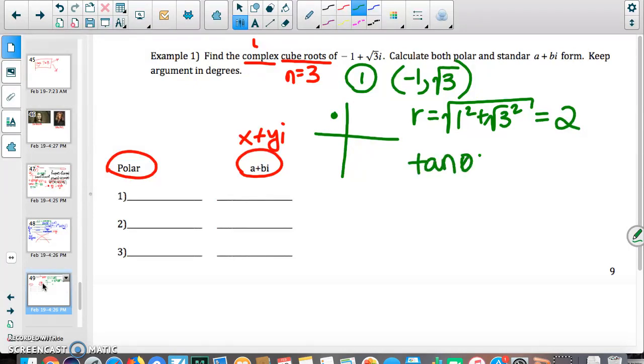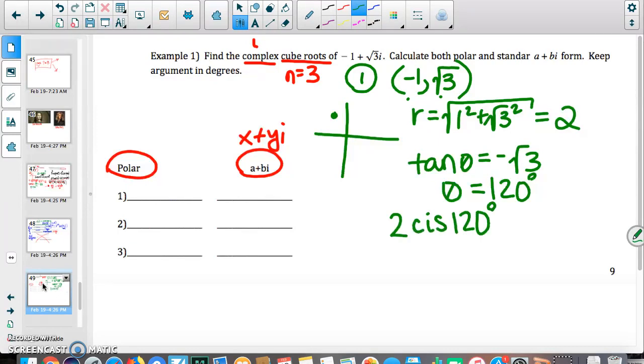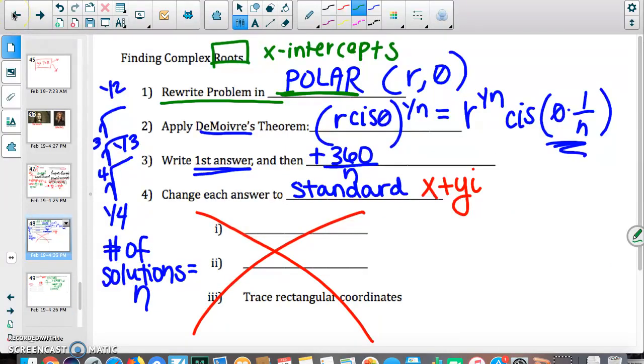Then the tangent is y over x, so that would be -root 3. And I believe that my angle is, what do you know, isn't this just our warm-up? It's all coming together. So my angle is 120. So in polar, it would be 2 CIS 120. Perfect. That is converted into polar.